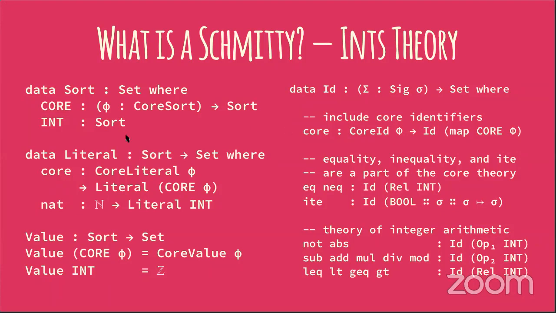And then it just has some integer arithmetic. So wait, why is not there? Oh, I just randomly changed that. Negation on integers, which is obviously written not. The absolute function and all that sort of stuff is part of the integer theory.